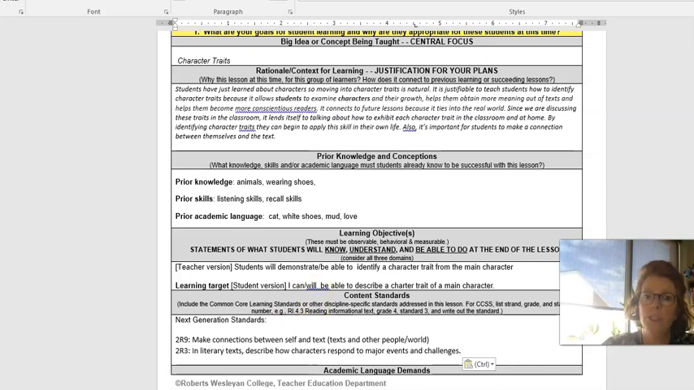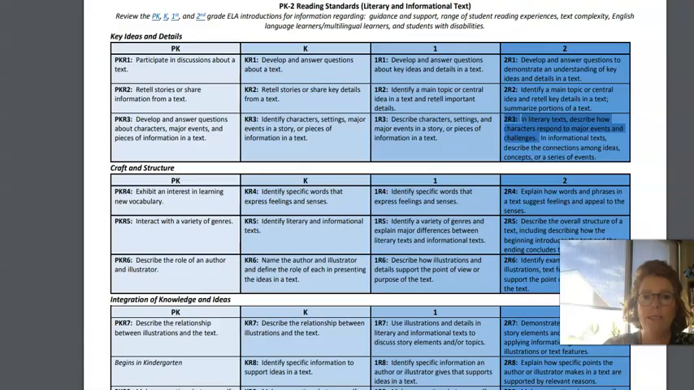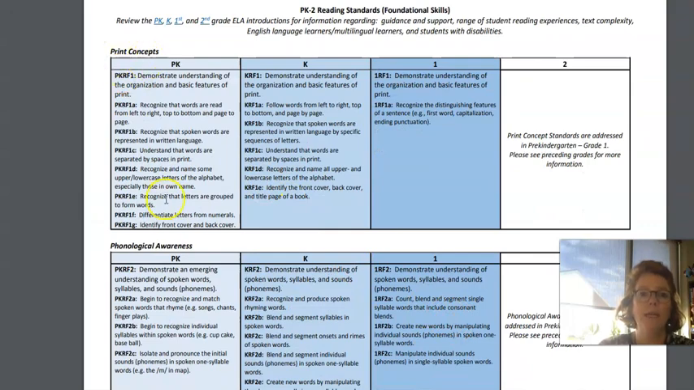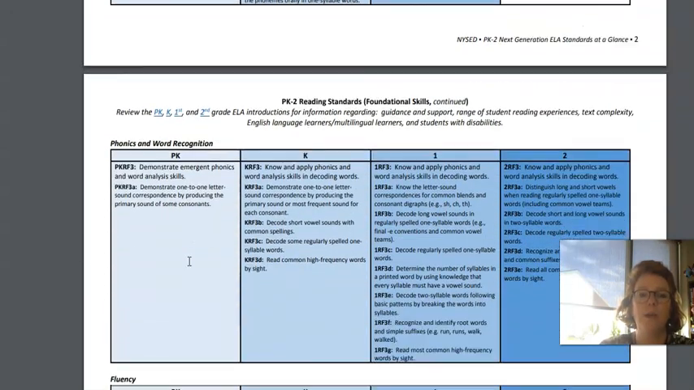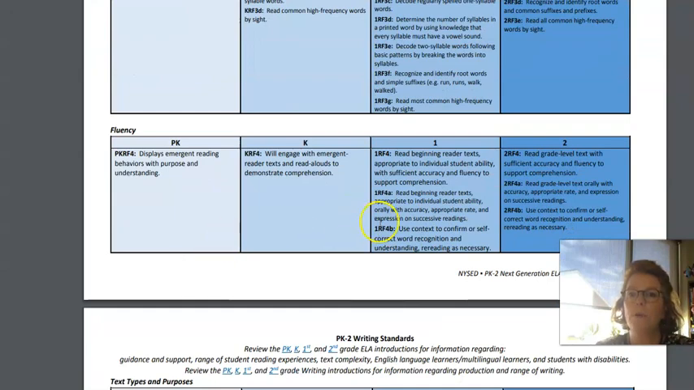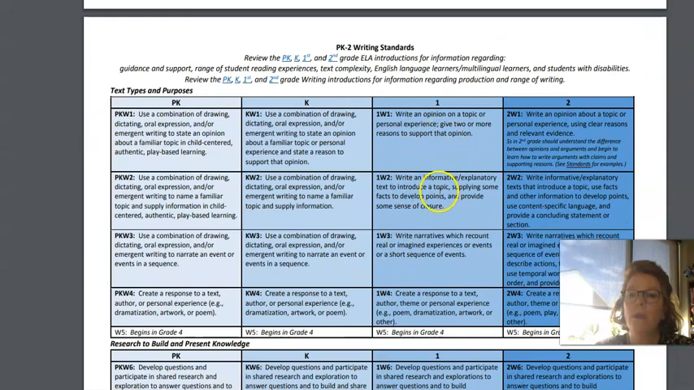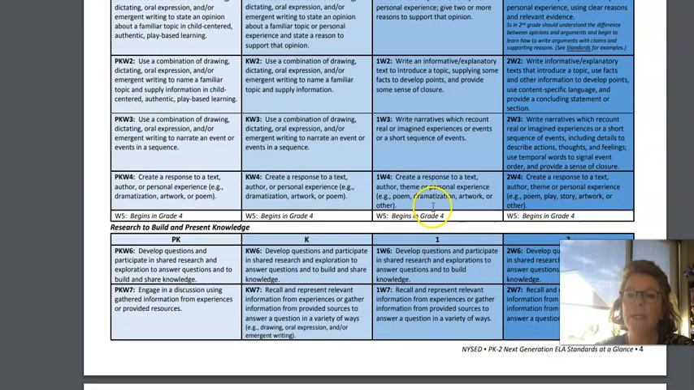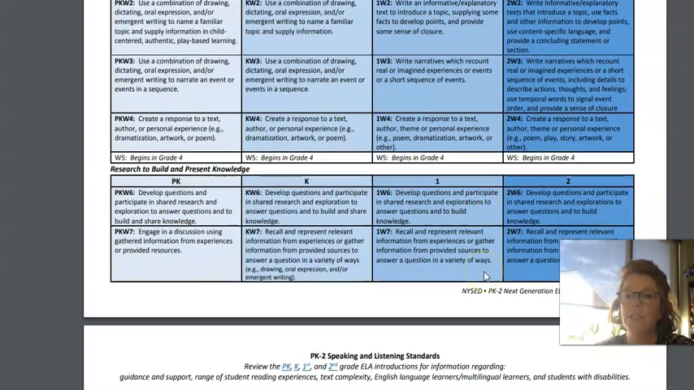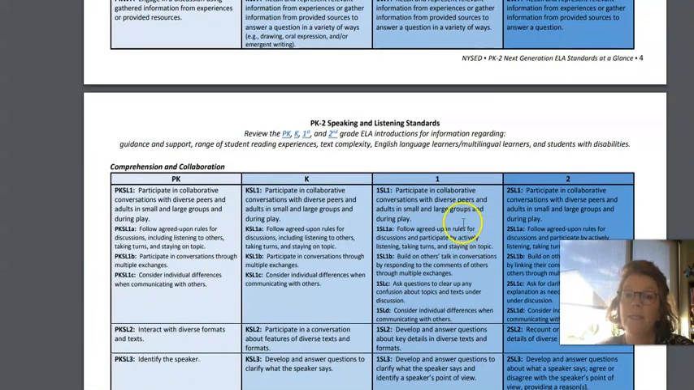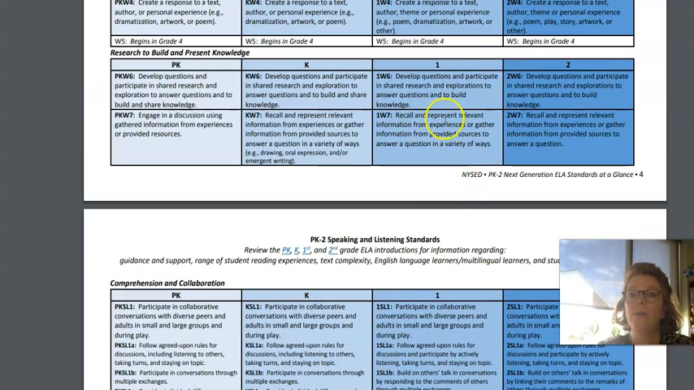Two is usually enough, but if you really go back, there's actually a whole bunch more we could take. I see down here there's print concepts, phonological awareness, but you come all the way down to fluency and writing. Here in writing standards in first grade, write a narrative which recounts, create a response, develop questions, participate in collaborative conversations, so students could begin talking about it. So you can get some comprehensive collaboration. They could recall and represent relevant information. So there's a lot you can pull from the standards to put in your lesson.